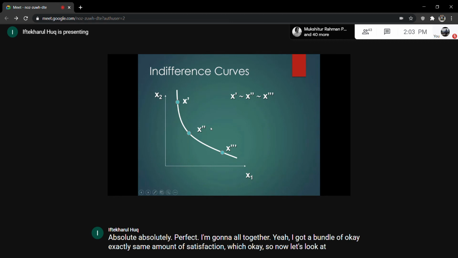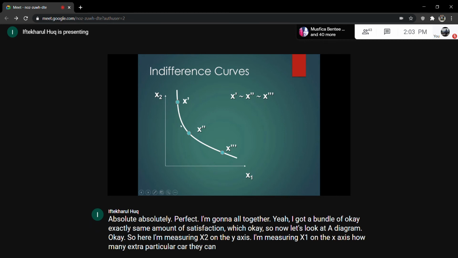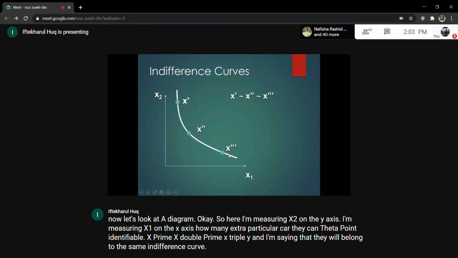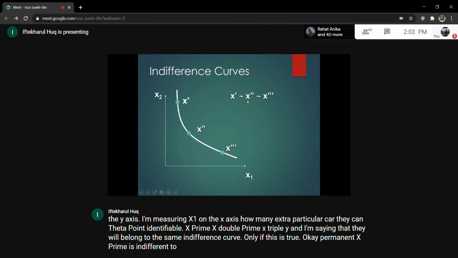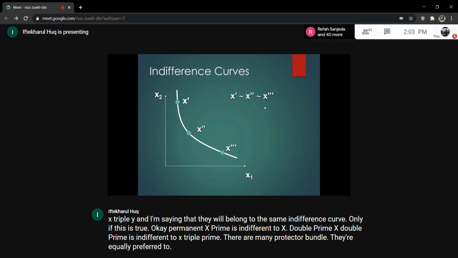Okay, so now let's look at a diagram. Here I'm measuring x2 on the y-axis and x1 on the x-axis. I draw a particular curve and identify three points, x prime, x double prime, x triple prime, and I'm saying that they will belong to the same indifference curve only if this is true. So x prime is indifferent to x double prime, x double prime is indifferent to x triple prime. Every bundle is equally preferred.